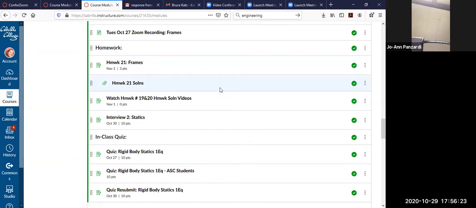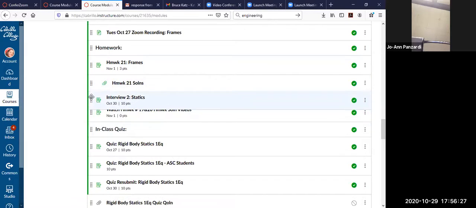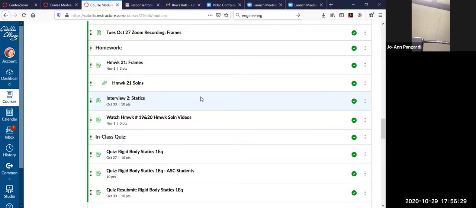I don't remember. Okay, now we are going to be doing another interview. Remember the first interview, I met with each one of you to do a statics of particles problem. Well, we're going into a second interview point. And I'm not having exams in the class. So consider these interviews as like an exam.